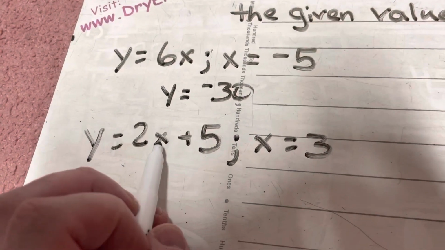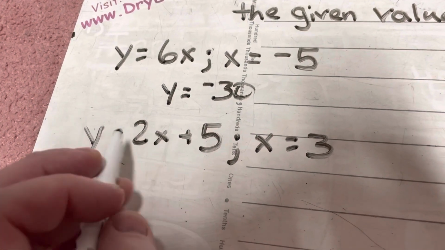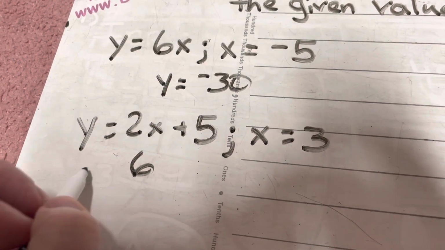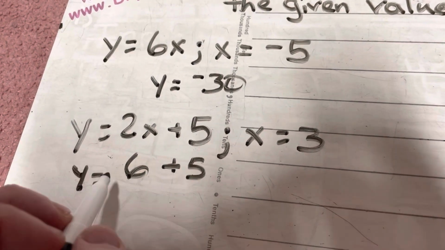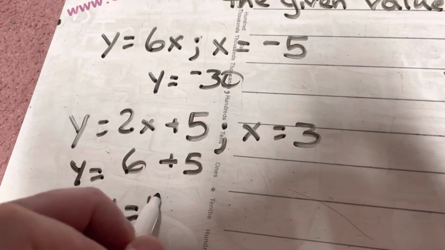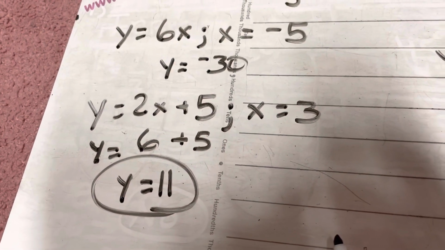All right? Y equals 2x plus 5, x equals 3. Well, 2x is 2 times x, and x equals 3, so it's 2 times 3. Well, 2 times 3 is 6. That means y equals 6 plus 5. Well, 6 plus 5, y equals 11. Chances are a lot of these you're going to be able to do mental math.